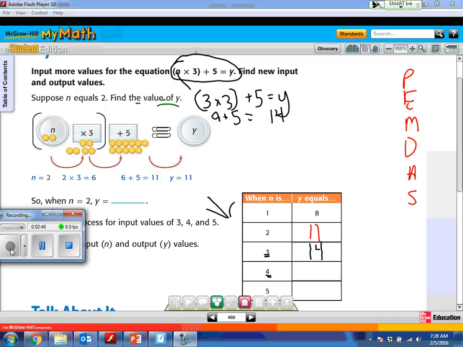Well, what happens if I use the 4? 4 times 3, in parentheses, plus 5 equals y. 12 plus 5 equals 17. And finally, my last one, 5 times 3 plus 5 equals y. 15 plus 5 equals 20, so this one would be 20. And ladies and gentlemen, that is simply what the I can statement is.